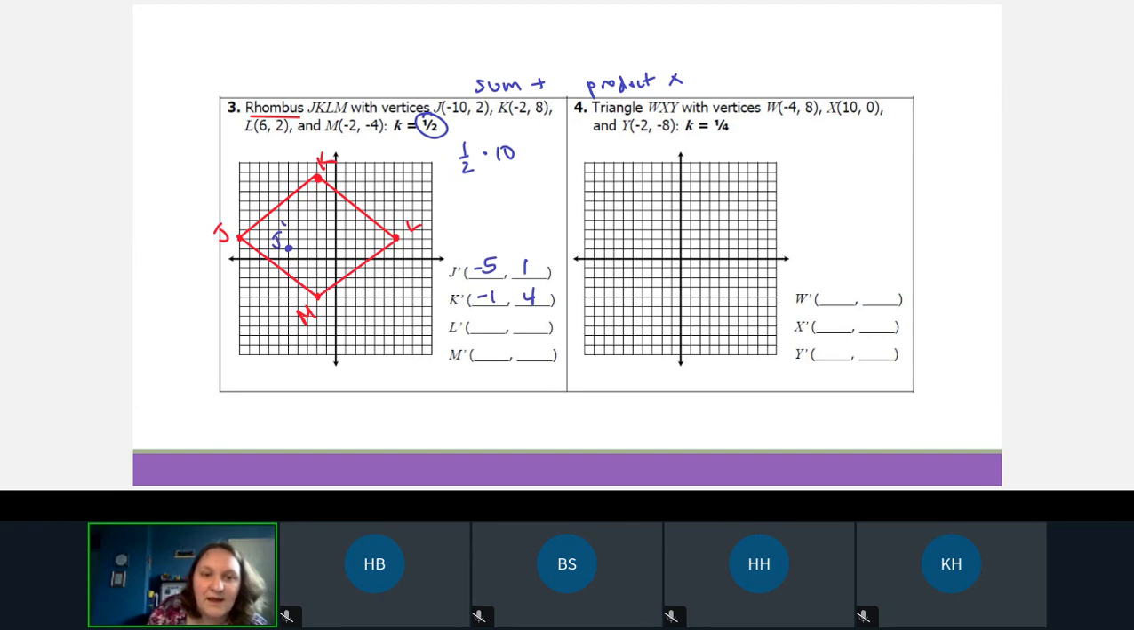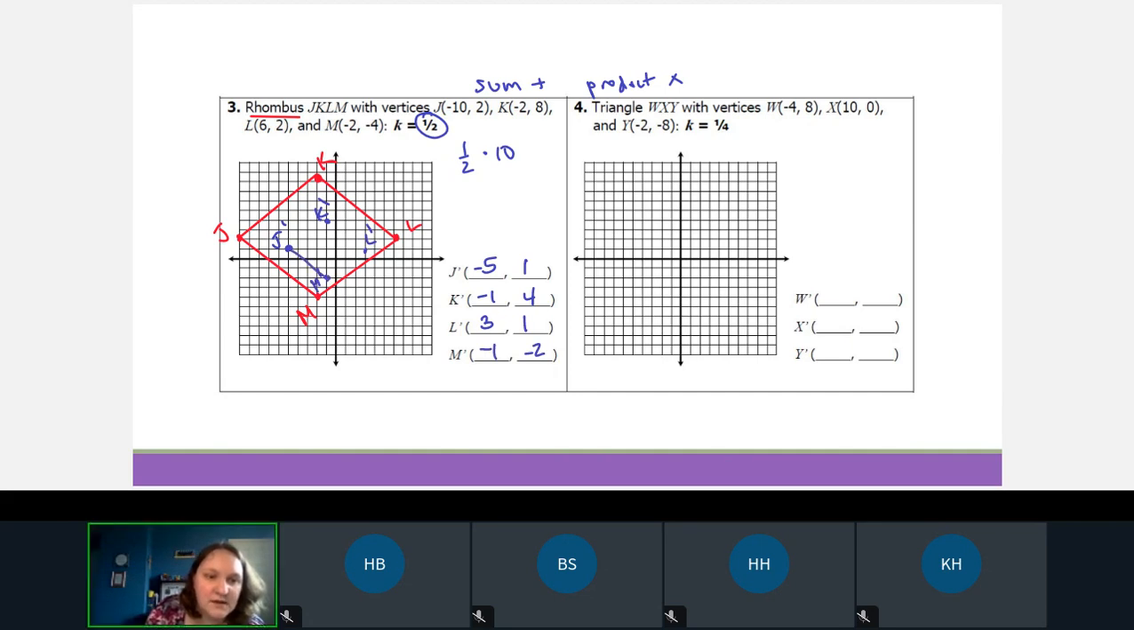-1, 4. 1/2 of -2, 1/2 of 8. So -1, 1, 2, 3, 4. K prime. L prime would be at 3, 1, half of 6, half of 2. And M prime, half of -2 is -1, and half of -4 is -2.